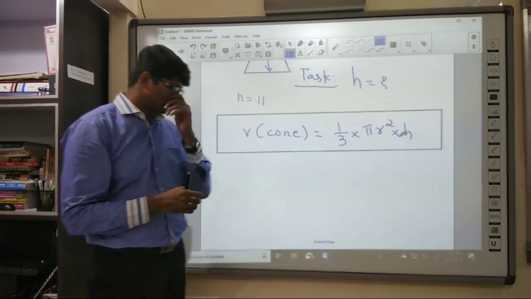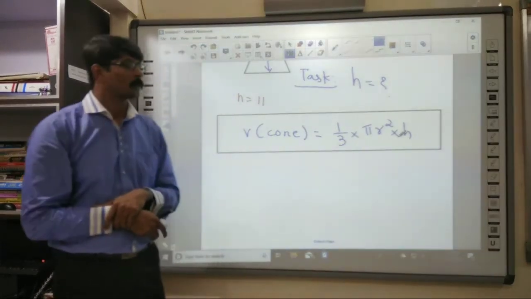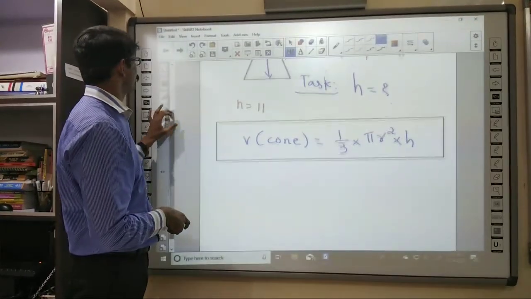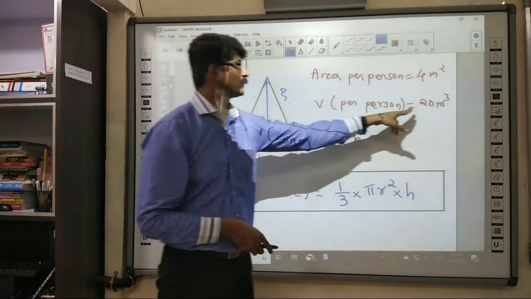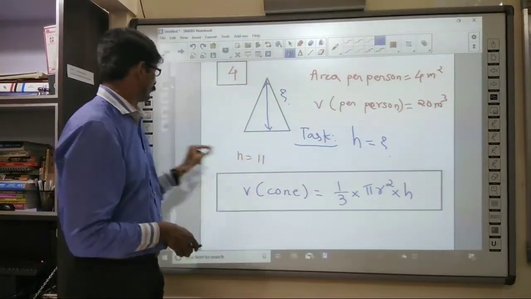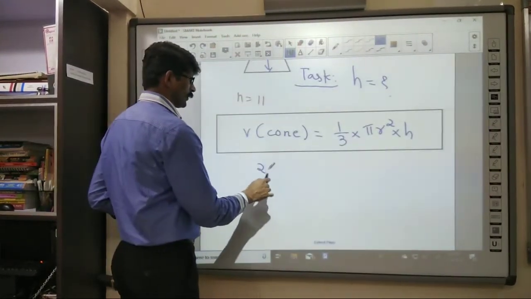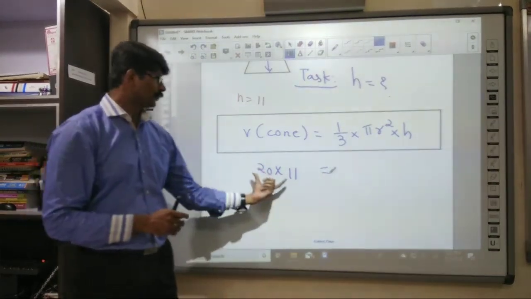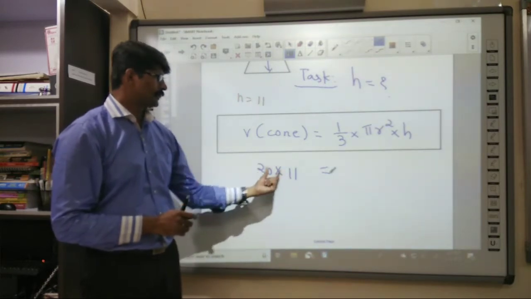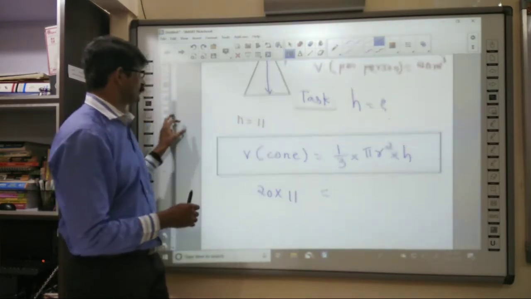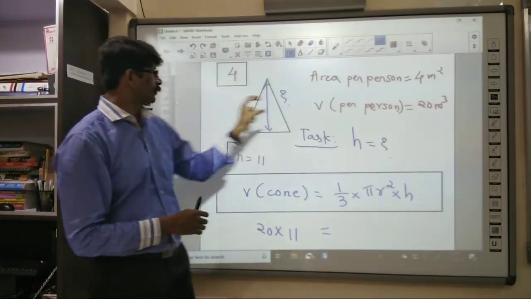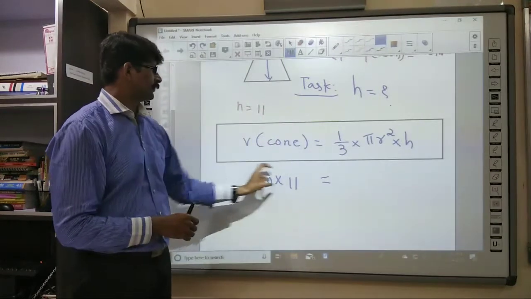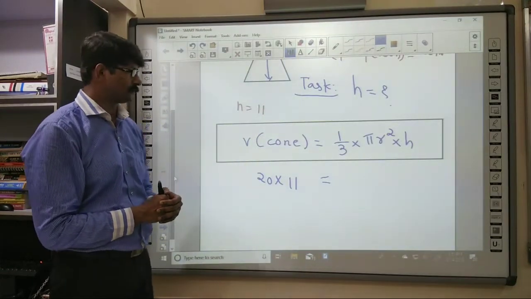See, but we know one more thing. What we know is the volume per person, isn't it? The volume per person is 20 and there are 11 such people. So the volume of the cone should be 20 into 11. See, this substitution is very crucial. What is the volume of the cone? 20 into 11. Why 20 into 11? Because there are 11 people and the volume of one person is 20 meter cube. So 20 into 11 is the total volume required.